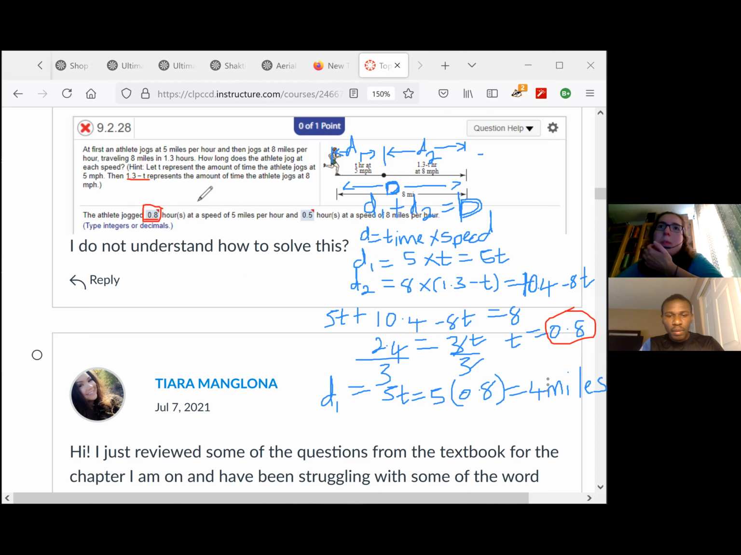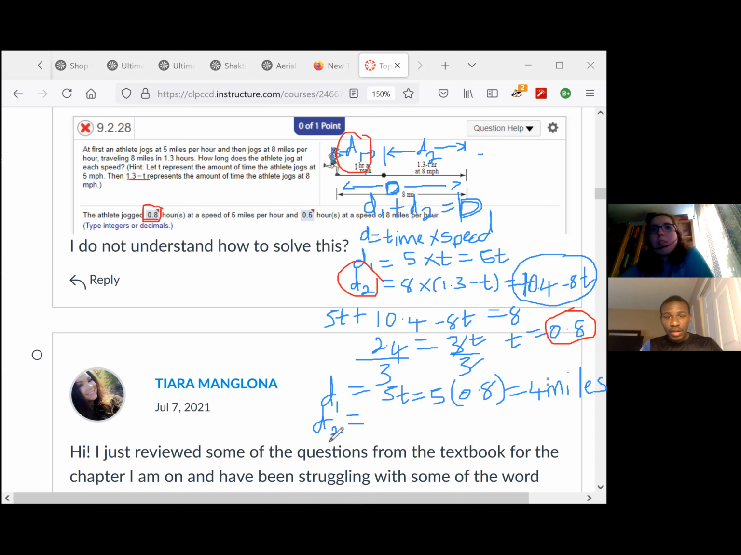Wait, it might be because, isn't this D1, right? That's D1. And did we just do D2? No. That was D1, we are yet to calculate D2. So D2, remember, it's given by this, right? 10.4 minus 8t.